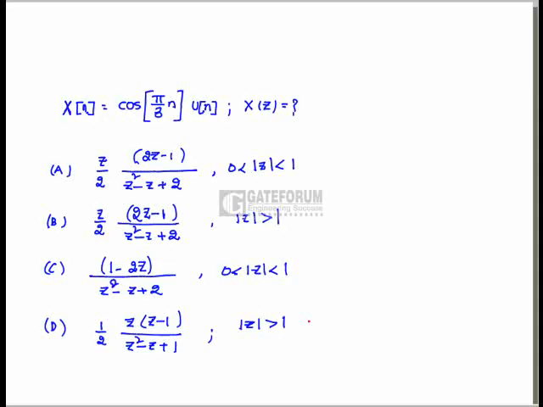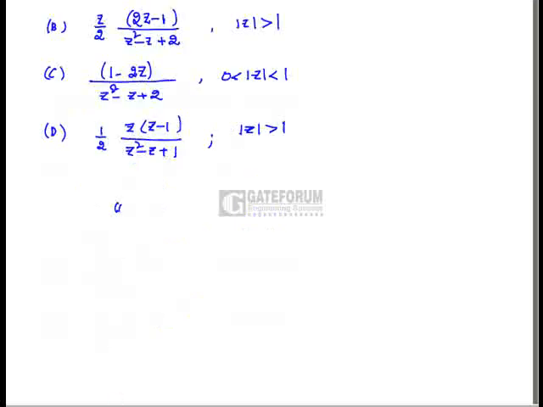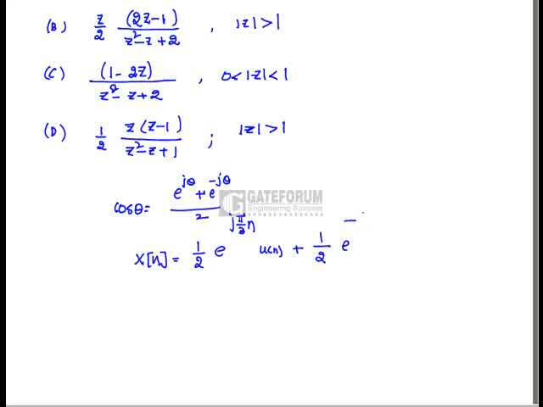Here we have to find out the z transform of the given function x of n equals cos of pi by 3 n times u of n. We know cos theta equals e power j theta plus e power minus j theta by 2. By using this standard relation, we can write x of n as 1 by 2 e power j pi by 3 n u of n plus 1 by 2 e power minus j pi by 3 n u of n.